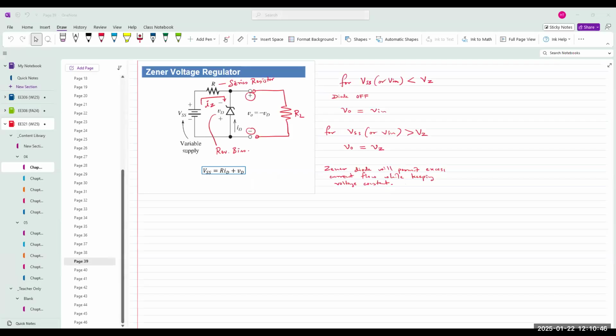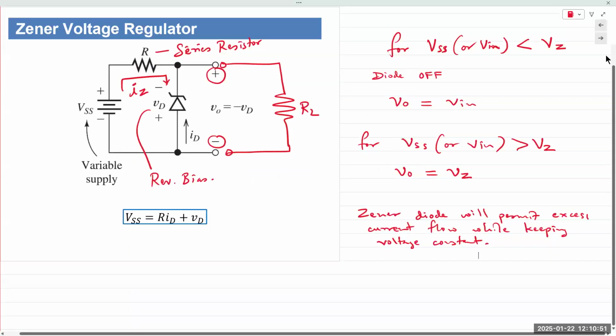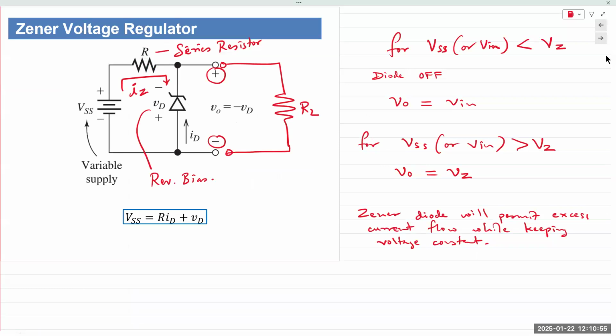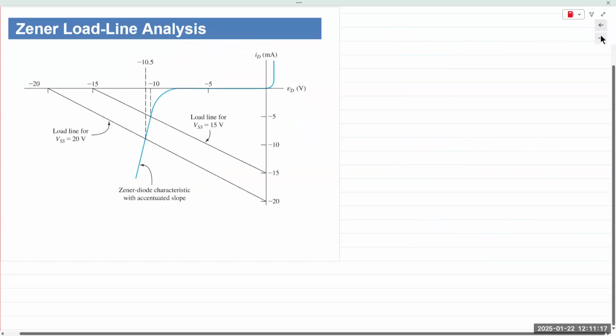All right. So I believe we stopped here where we are looking at a single Zener diode connected in reverse bias to a voltage source, VSS. Brief recap. If VSS, the supply voltage, is less than the Zener diode voltage, it's not going to turn on. If it's higher than VZ, then it'll turn on. So let's perform an analysis of this Zener diode, a load line analysis.